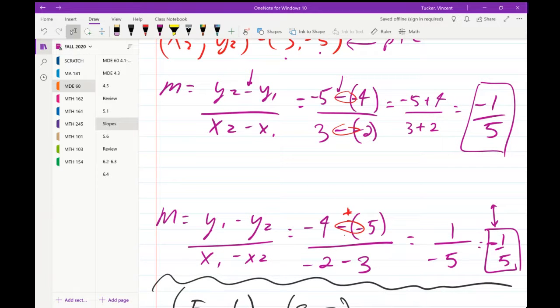Then if we decide to do it the other way, y1 minus y2 over x1 minus x2: y1 is negative 4 minus y2, which is negative 5, over x1, negative 2, minus x2, which is 3. Go ahead and simplify negative 4 plus 5, which is positive 1. Negative 2 minus 3 is negative 5, so it'll be negative 1/5. So either way, you'll get negative 1/5. Once again, you just have to be consistent with how you're plugging in. If you use y2 first on top, then make sure you use x2 first down bottom. Or if you use y1 first up top, then use x1 first down bottom. Questions? Any questions?